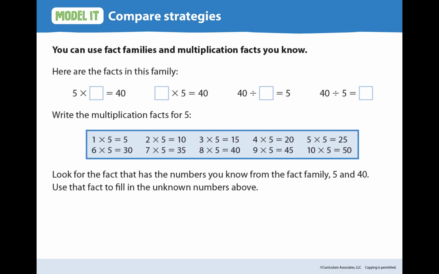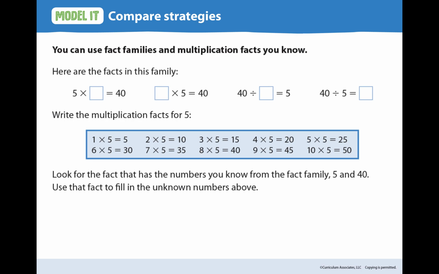Okay, so let's look at these fact families. If we know multiplication facts, those can help us in our division facts like we've talked about before. So here are the facts to this family. So 5 times what equals 40? We already figured that out, right? When we did 40 divided by 5, we found 40 divided by 5 equals 8. So we know in each of these boxes, the number 8 should go there to finish up the fact family.